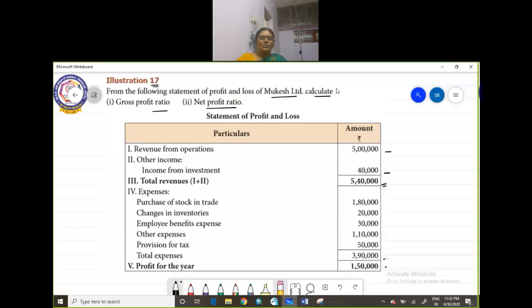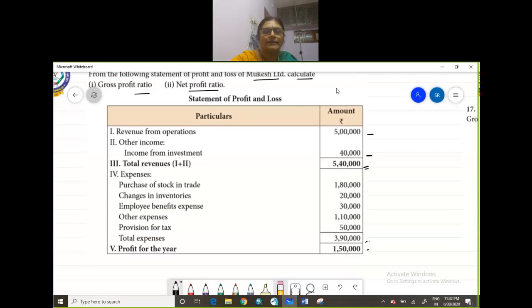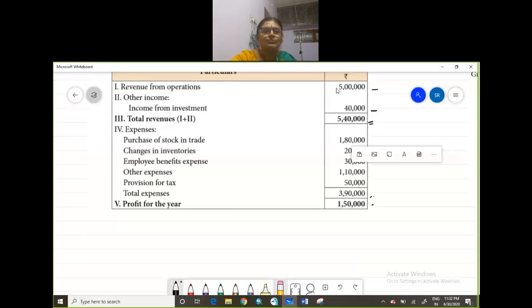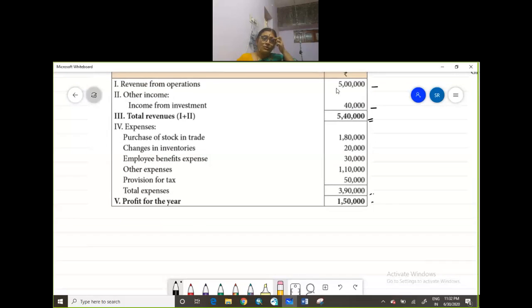Now they've asked you to prepare gross profit ratio and net profit ratio. So shall we do this problem? Okay. Now we have all the details here. So first they want us to find out gross profit ratio, right? So what is the formula for gross profit ratio?